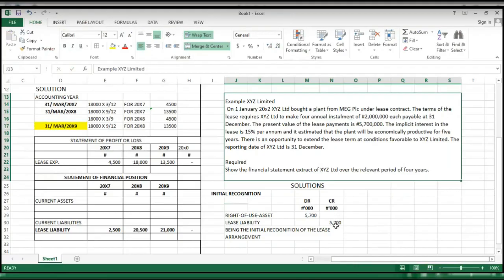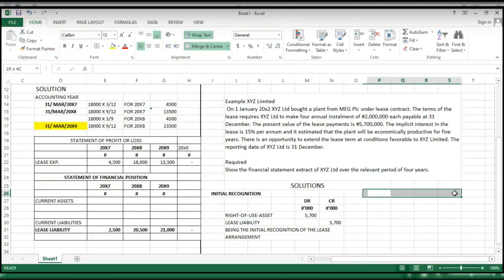Amortization of liability means paying it, and how much is the person paying every year? 2 million naira is what he pays every year. So another thing we need to do now is our amortization table. So I put it there. Amortization table.